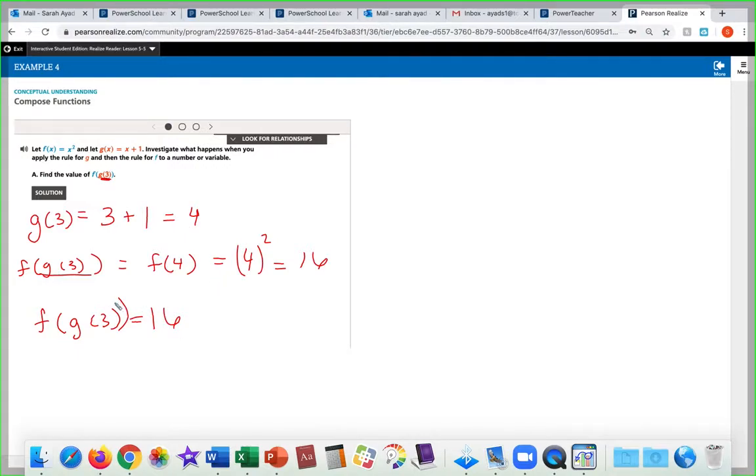So I work inside out. It's saying find g of 3. Then take what g of 3 is and substitute that into f. Okay, so we're working in to out. How do I read this out loud? This reads as f of g of 3.